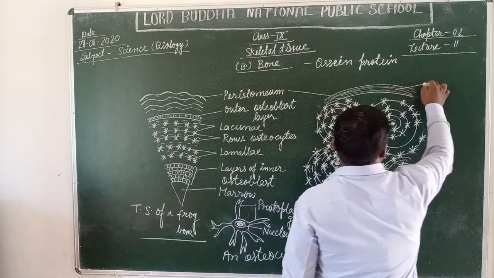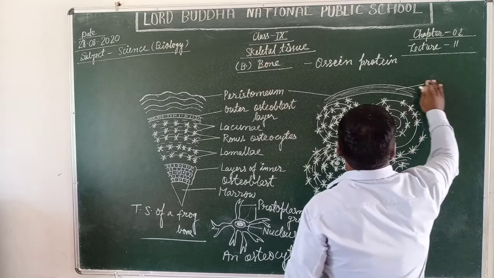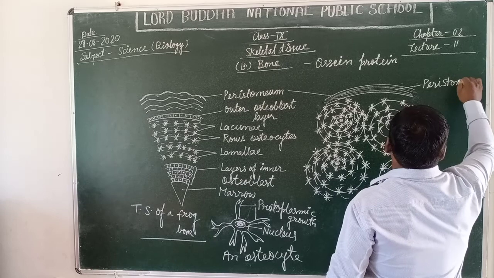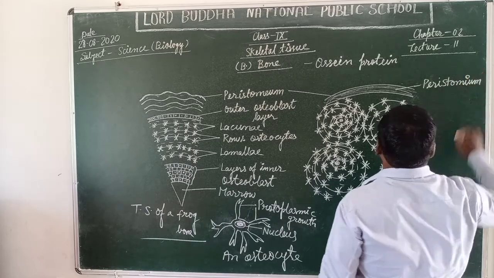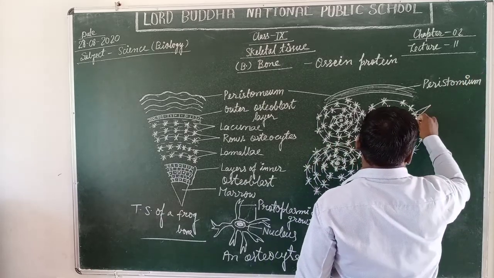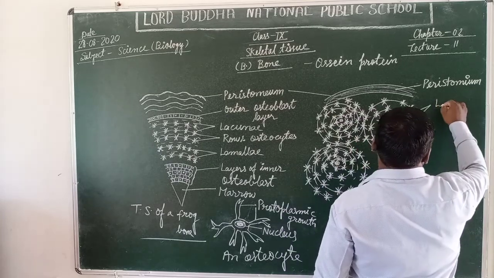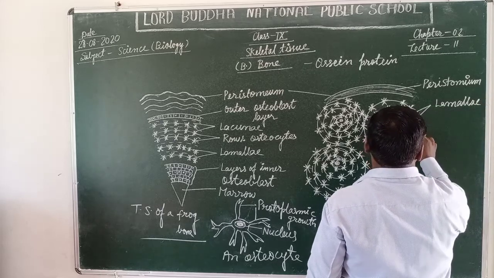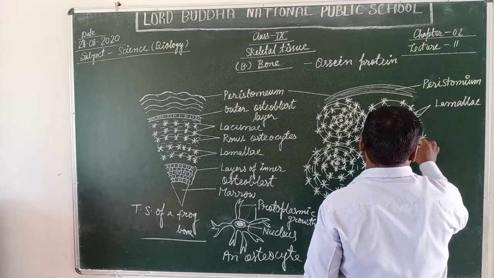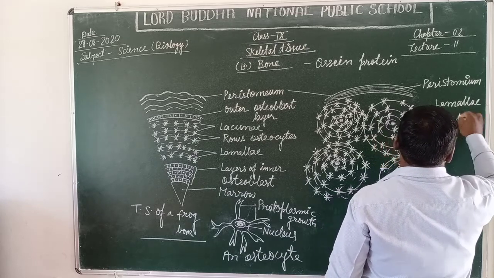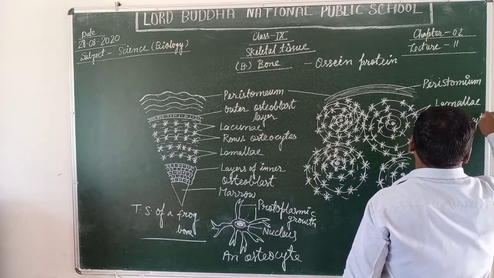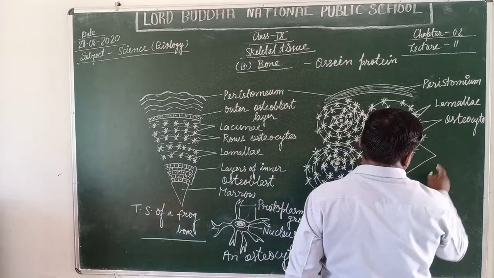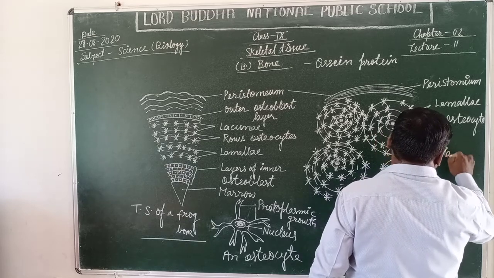This is the outermost layer that is called periosteum. These are the concentric ring-like structures called lamellae. These star-shaped structures are called osteocytes, and this central hollow body is called the Haversian canal.